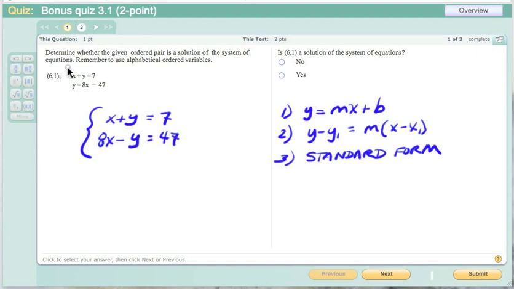Here's the first part. Determine whether the given ordered pair, that's 6, 1, is a solution of the system of equations. This is really straightforward, and essentially what we're asking is to sub in 6 for x and 1 for y and see if it works in both of these. If it does, the answer is yes. If it doesn't, the answer is no.